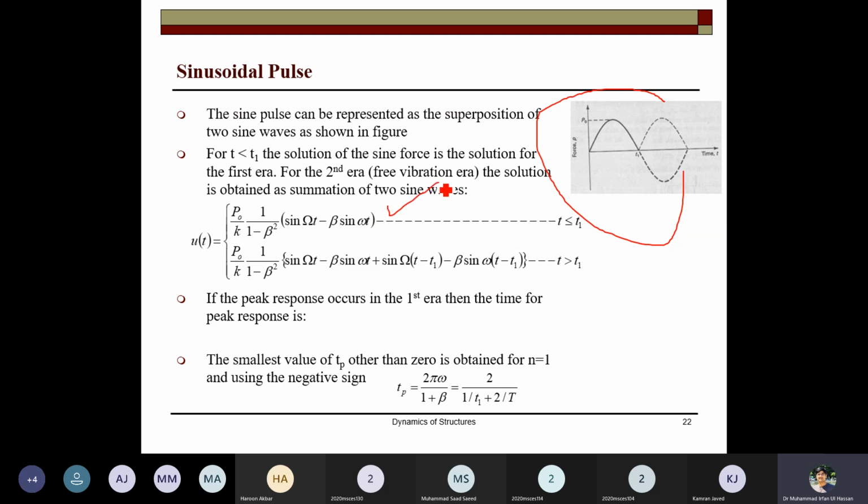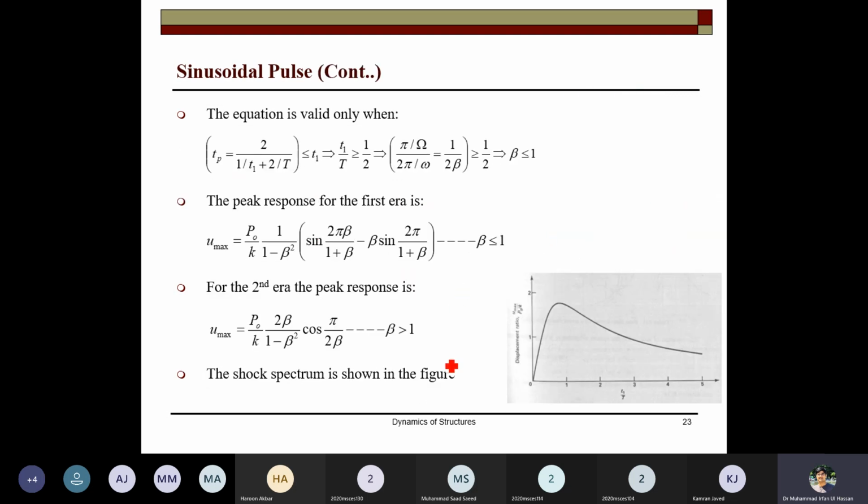तो इसका अगर आप equation में लिखना चाहें तो it will be up till T1 the response is this one, after T1 the response is this one. So this is a sinusoidal response of the structure. ये finally response है, diagram of the displacement versus time ratio.